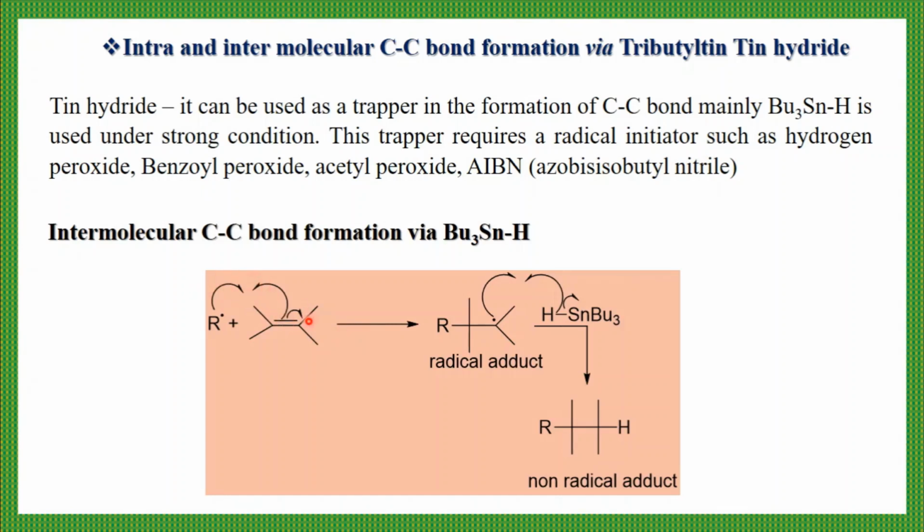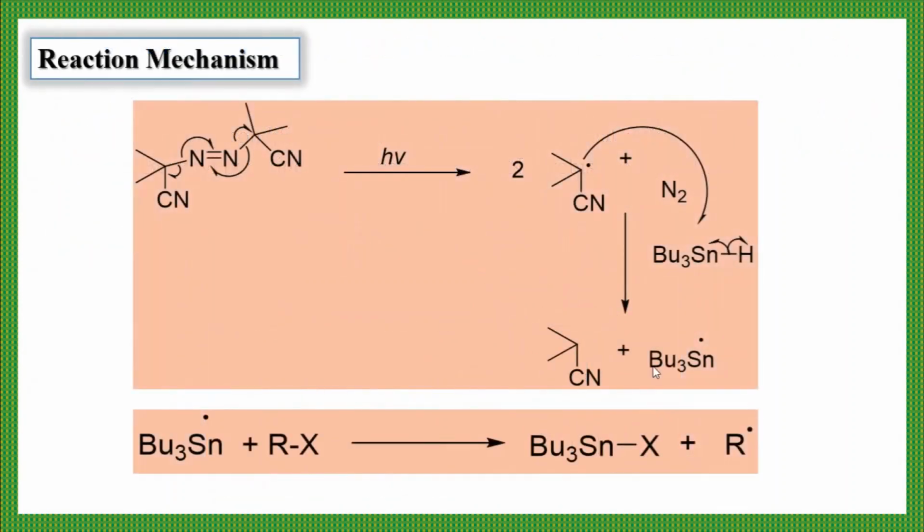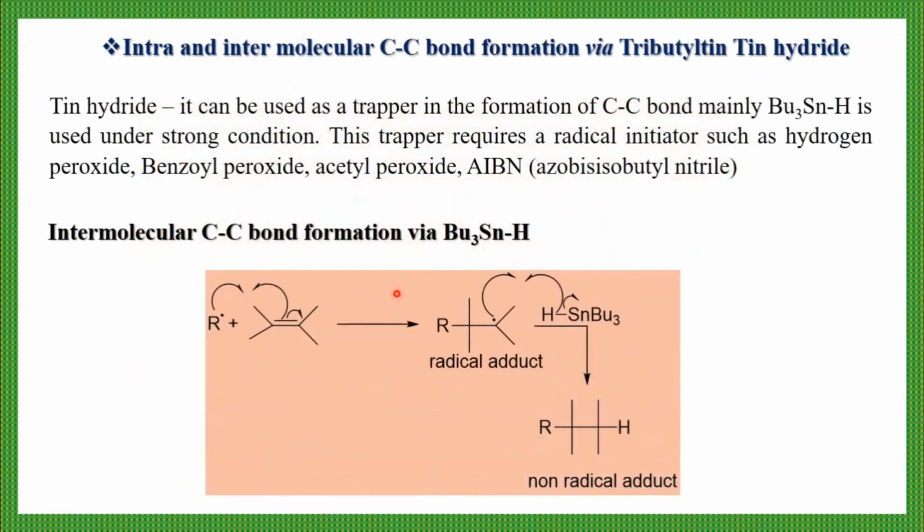The alkene has this carbon-carbon double bond, and it breaks homolytically. So this carbon radical will react with this R radical and form the bond with this carbon, and it generates the radical adduct. This radical adduct reacts with tributyltin hydride. This C radical takes hydrogen from tributyltin hydride and converts to the non-radical adduct, and it generates the tributyltin radical. This generated tributyltin radical again enters this step and generates the R radical, and the reaction will continue until completion.